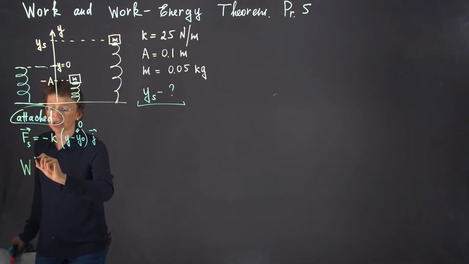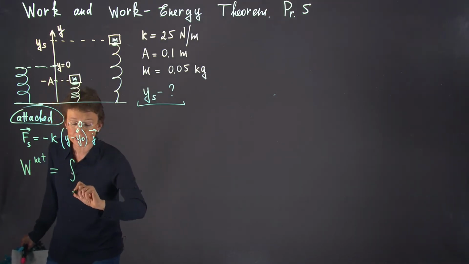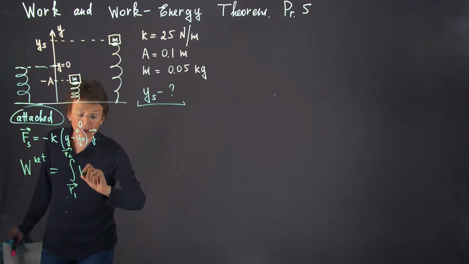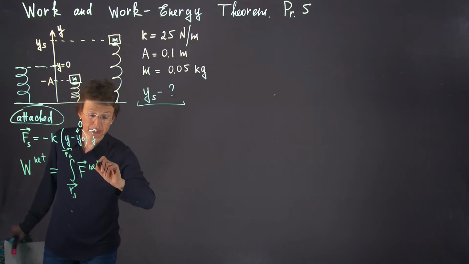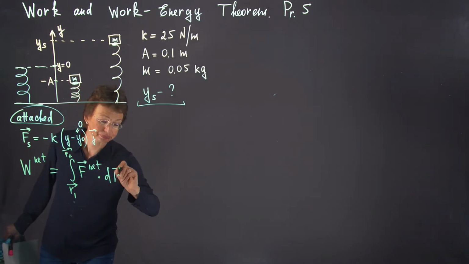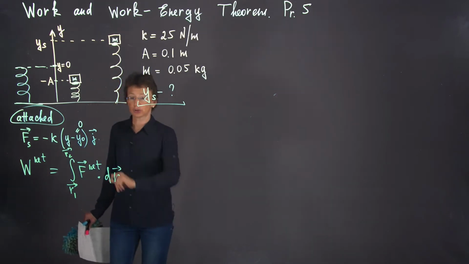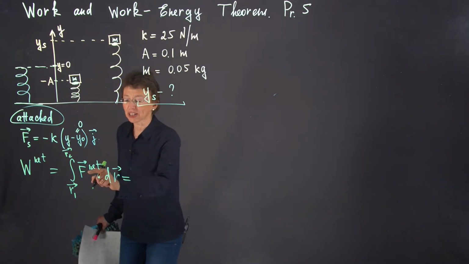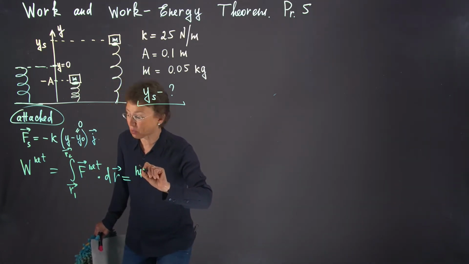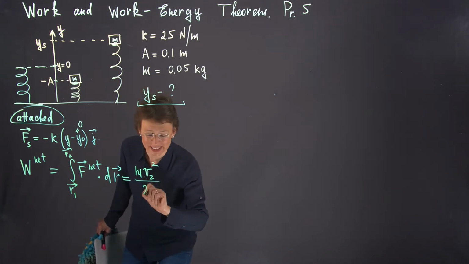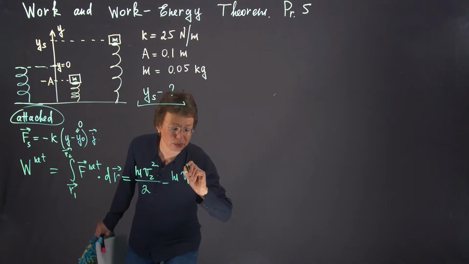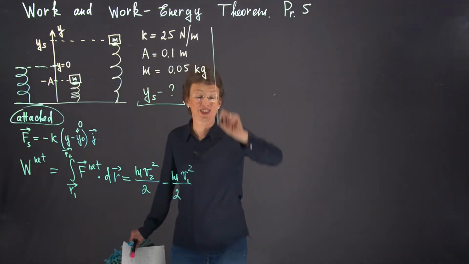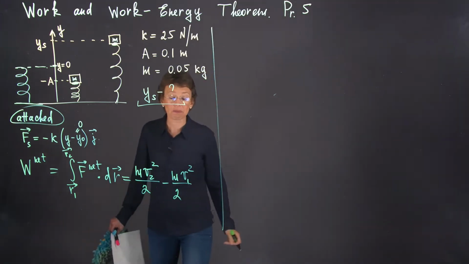What is the work-energy theorem? Work done by the net force is the integral from r1 to r2 of F net dot dr. Is that the work-energy theorem? No! This is the work done by the net force, and it is equal to the change in the kinetic energy, m v2 squared over 2 minus m v1 squared over 2. And now this is correct. Let's apply the work-energy theorem to solve this problem.